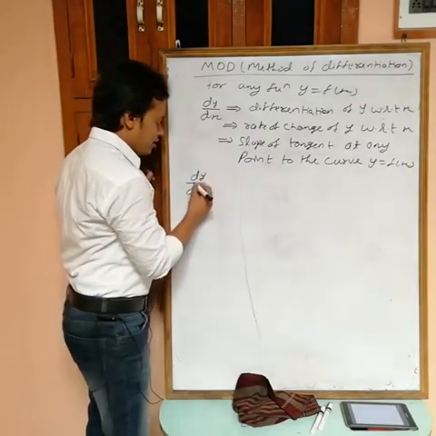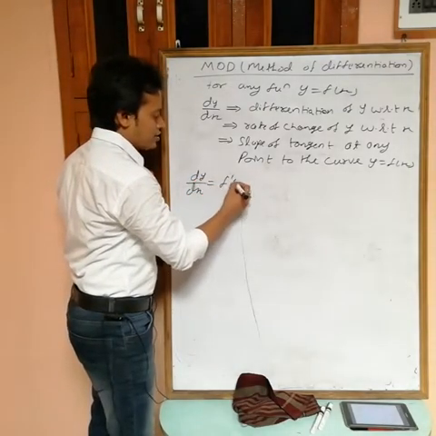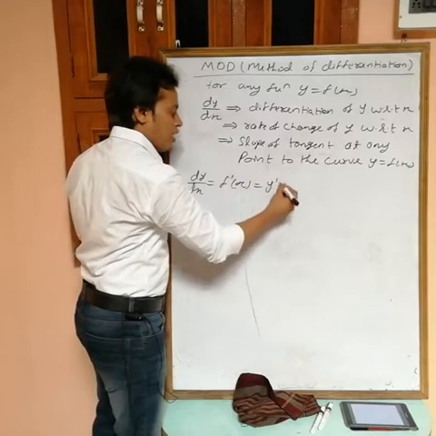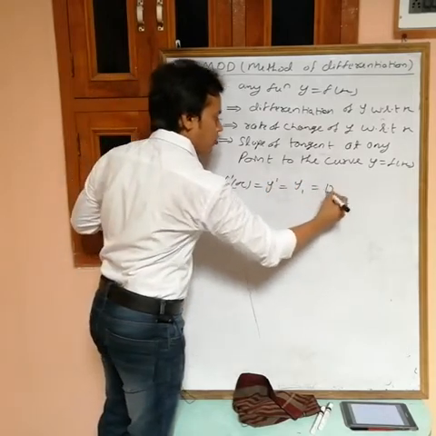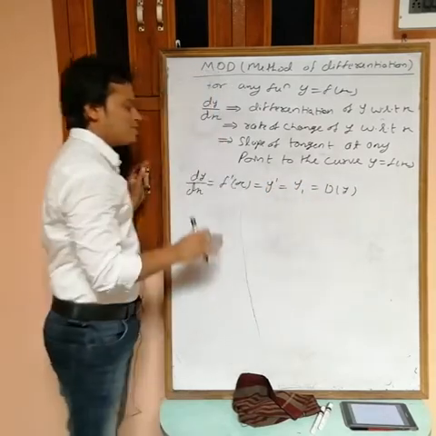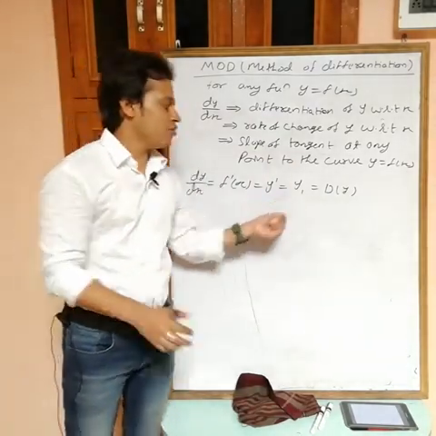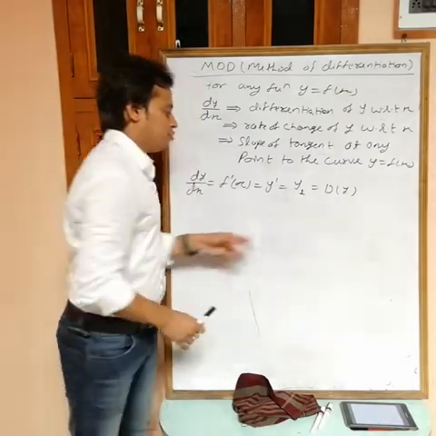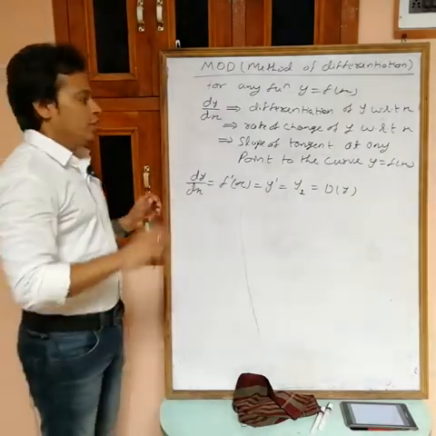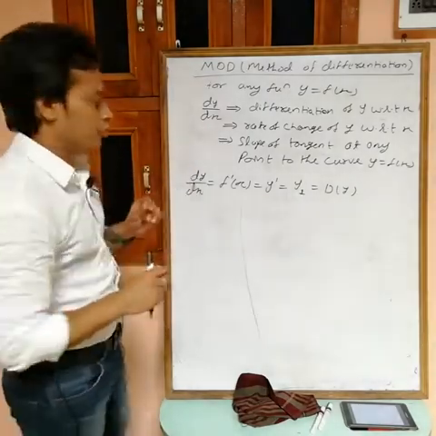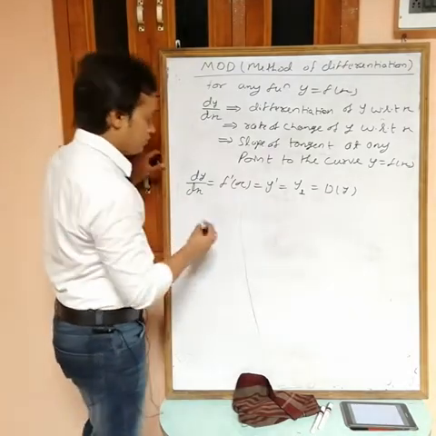dy by dx can be written as f dash x, or y dash, or y1, or derivative of y. These all have the same meaning. Now we have to remember some fundamental formulas for differentiation.